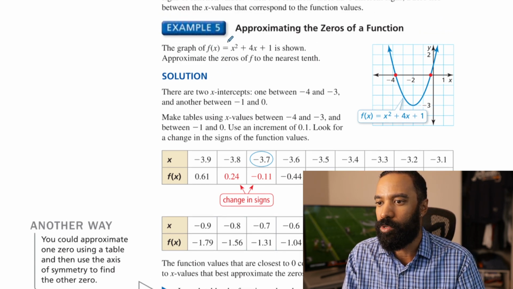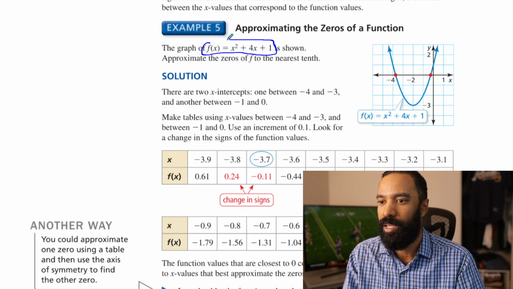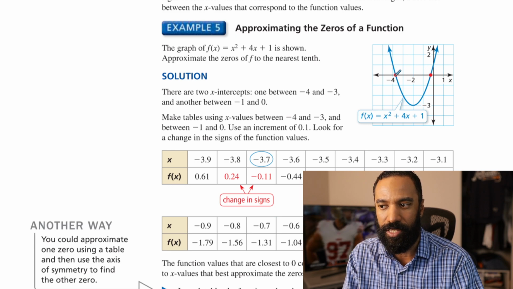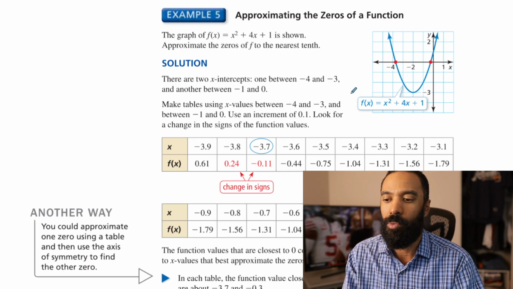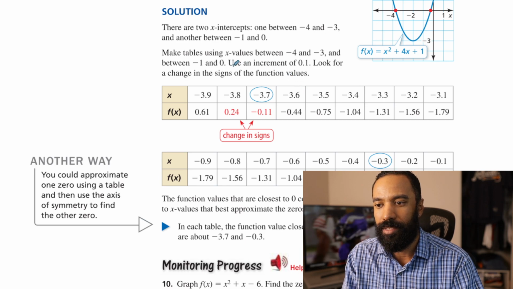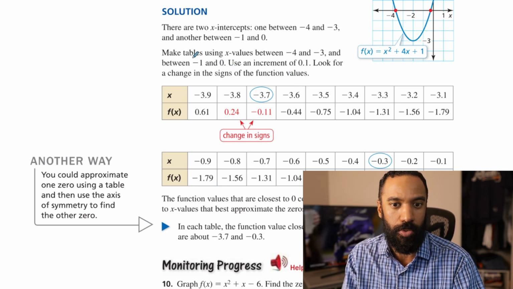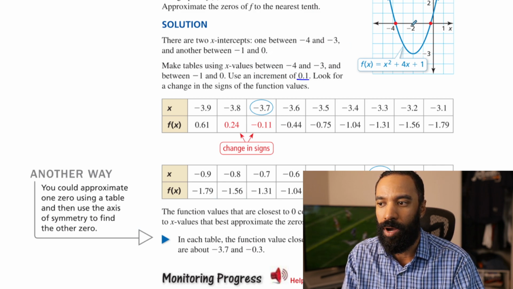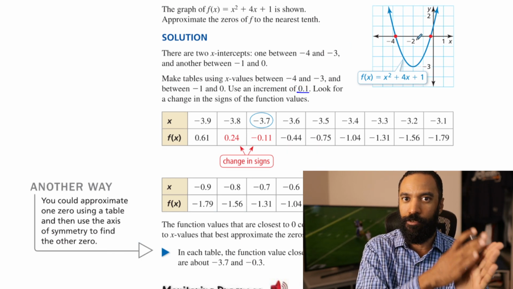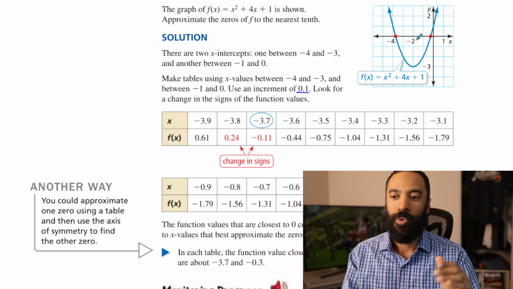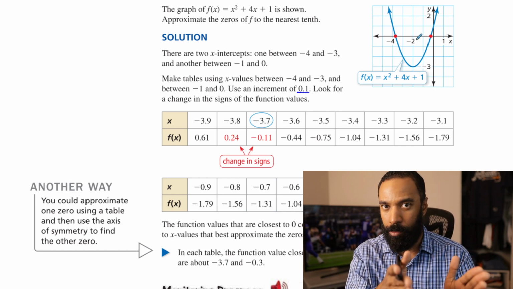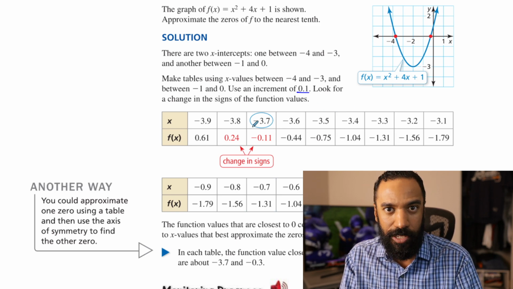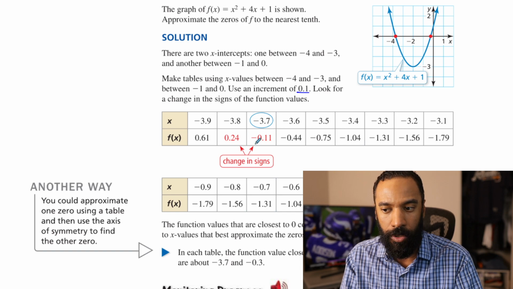Here's y equals x squared plus 4x plus 1. And we're going to approximate the zeros to the nearest tenth. You can notice that they don't cross exactly at any integer values. So what we do instead is make tables. I'm going to use this with my calculator, but make tables and use increments of 0.1, meaning instead of going from -4 to -3 to -2 to -1, we go from -4 to -3.9, -3.8, -3.7, etc. And we find which x gets us the closest y of 0.